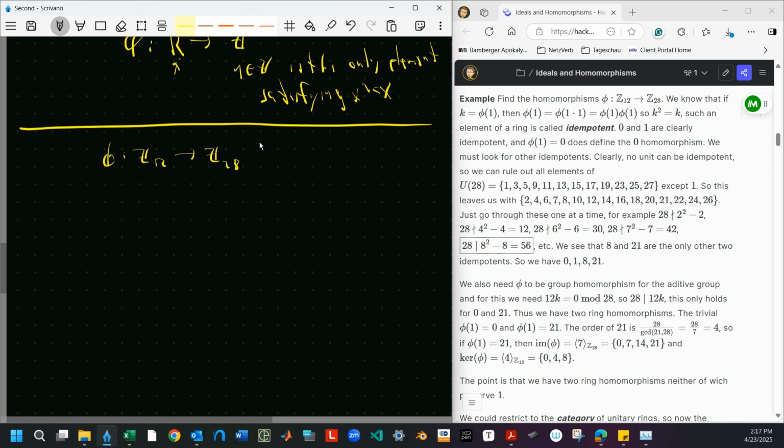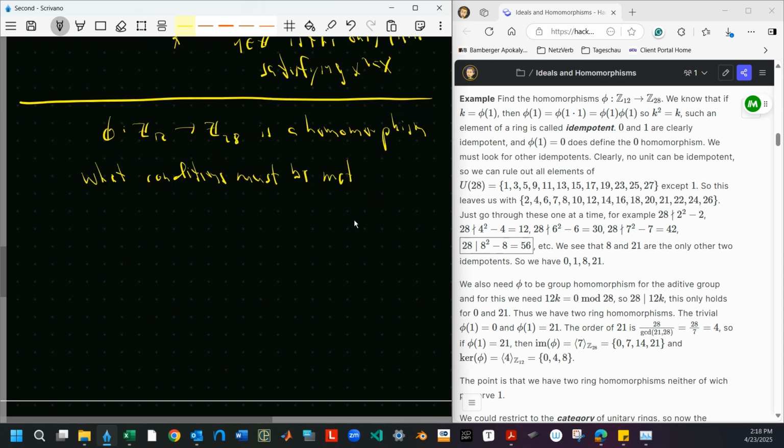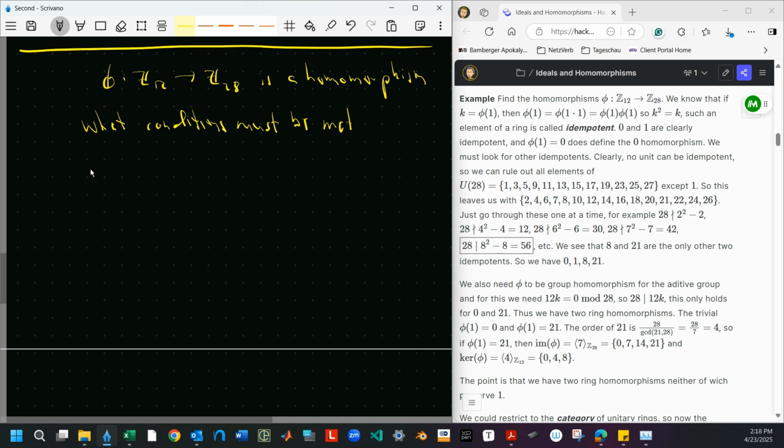Like, what is a condition, right? So phi is a homomorphism. What conditions must be met? So here I'm just asking what necessary conditions are there, right? To show that they're sufficient, we'd have to actually produce homomorphisms, right? So there'd be a little bit more work. You did this with groups, right? So we kind of know this. We know, just looking at the group structure, right? How do we do this?